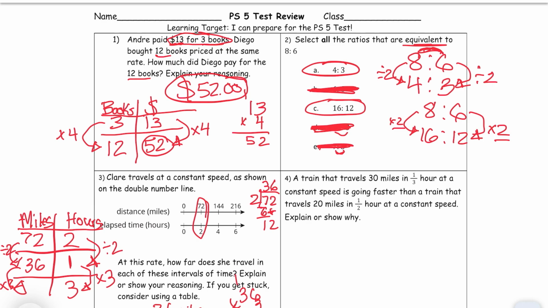So tables are our friends. That's a nice way to get there, but you're using the double number line to get a ratio there.